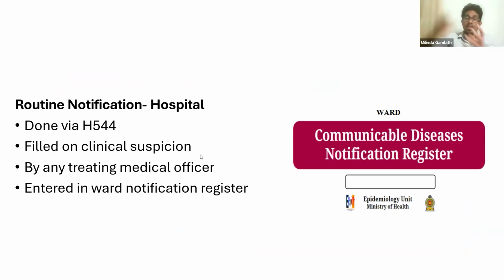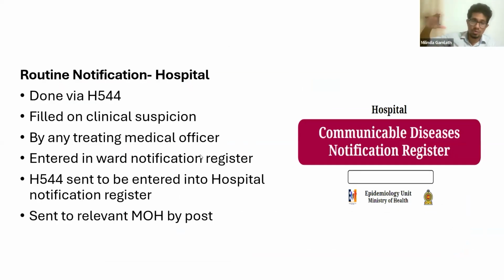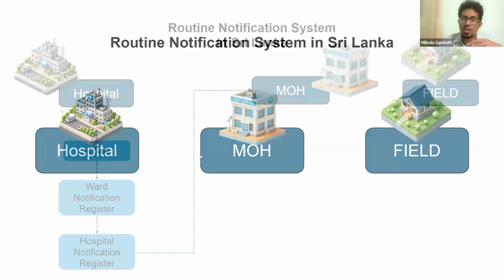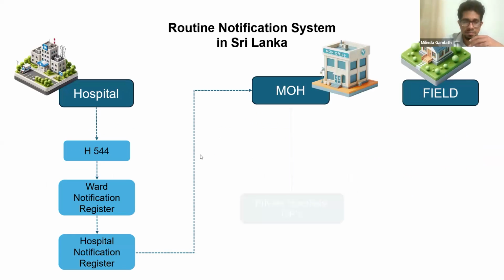Once you have filled the H544 form, you have this ward notification register that should be filled, and the hospital will have its hospital notification register. That register is usually with a nursing officer, called the infection control nursing officer, or the ICN. They will be in charge of that register, and afterwards that form will be sent to the relevant MOH. And the MOH has certain registers, he will put them into the register.